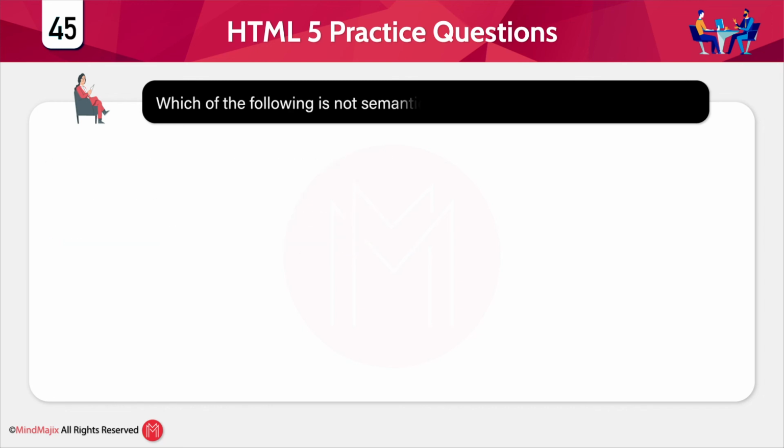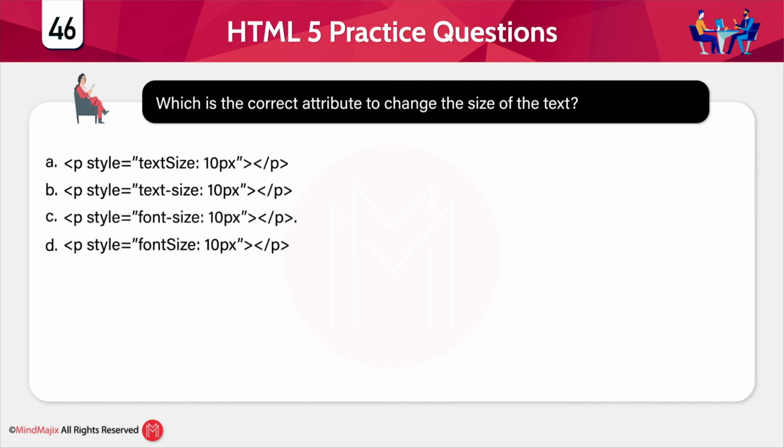And which of the following is not a semantic tag? Div tag is not a semantic tag. Now the next one: which is the correct attribute to change the size of the text? Yes, this one: style equal to font-size. This is the correct one. The correct option is the third one.